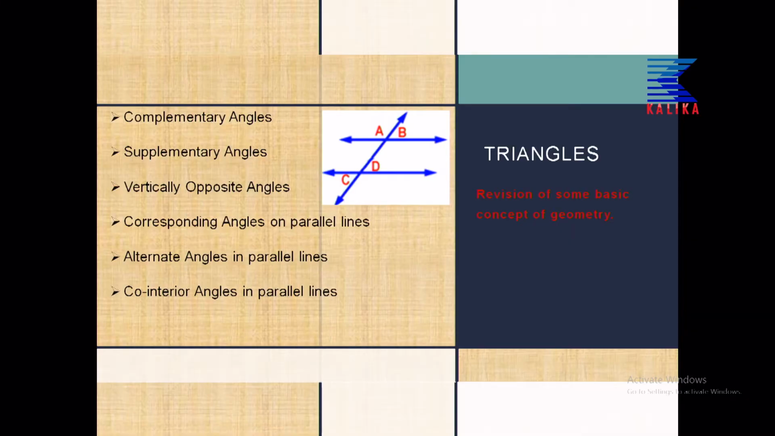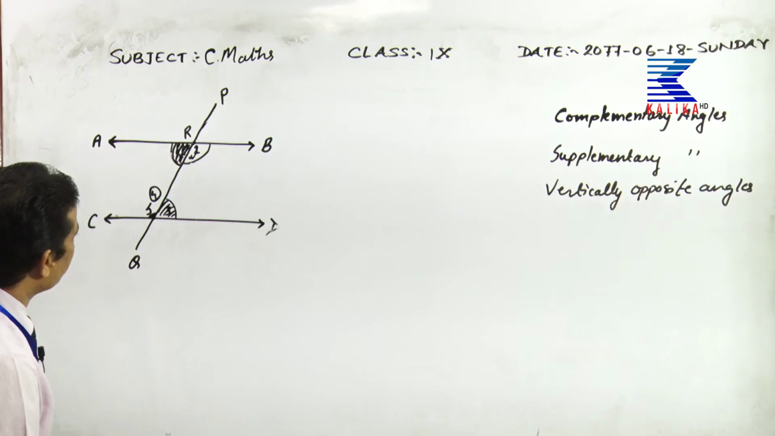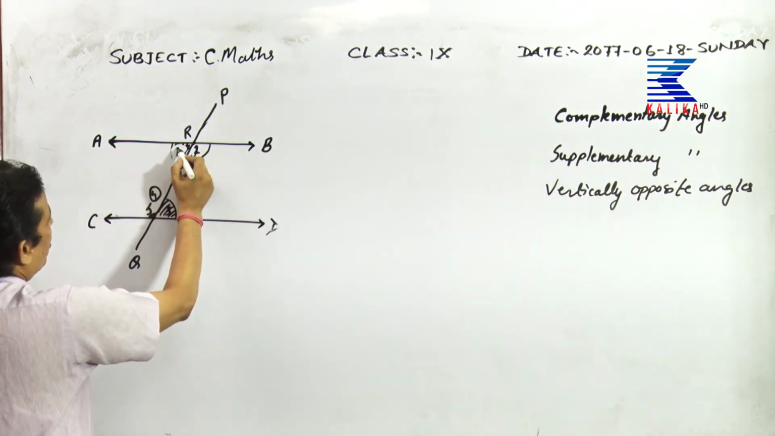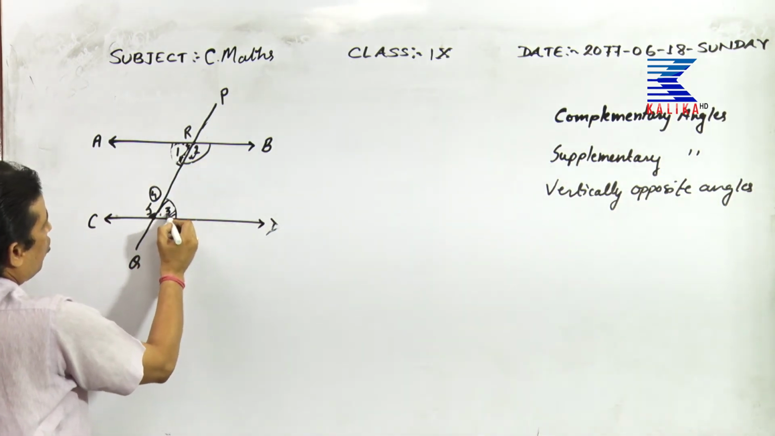Next, after alternate angles, what comes there? Co-interior angles in parallel lines, you can see there. So, dear student, I am going faster today as it is the revision class, and if you do not understand, please go to the YouTube channel of Kalika SD TV, study there and then you can learn it well. So, please concentrate on the board please. Now, we are talking about co-interior angles.